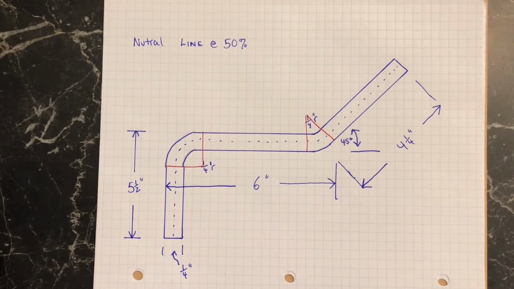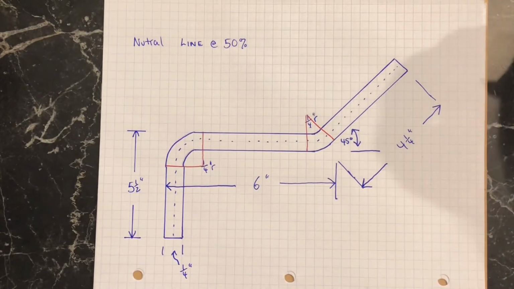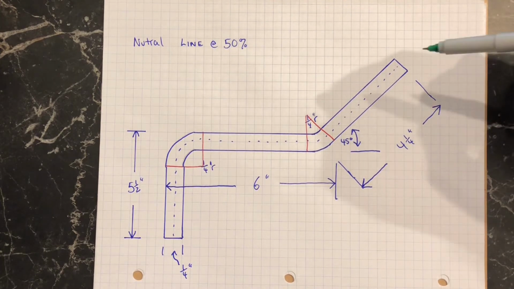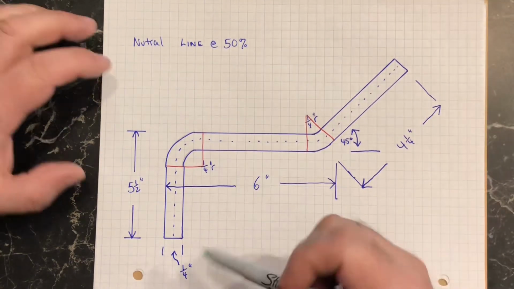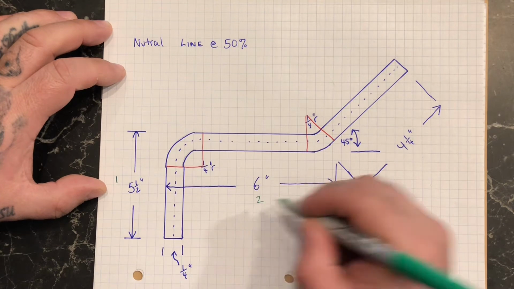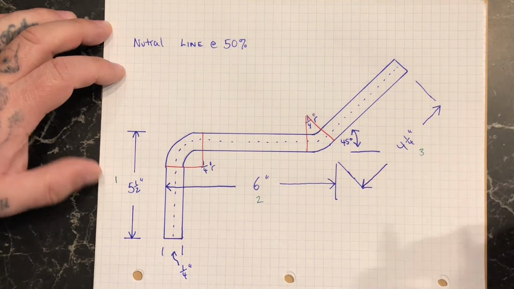Hey everyone, I'm just gonna work through this bend allowance problem I gave you guys the other day. So if you remember, step number one with doing bend allowance is calculating the setback and then subtracting it off the legs. So this is gonna be leg number one, number two, and number three.